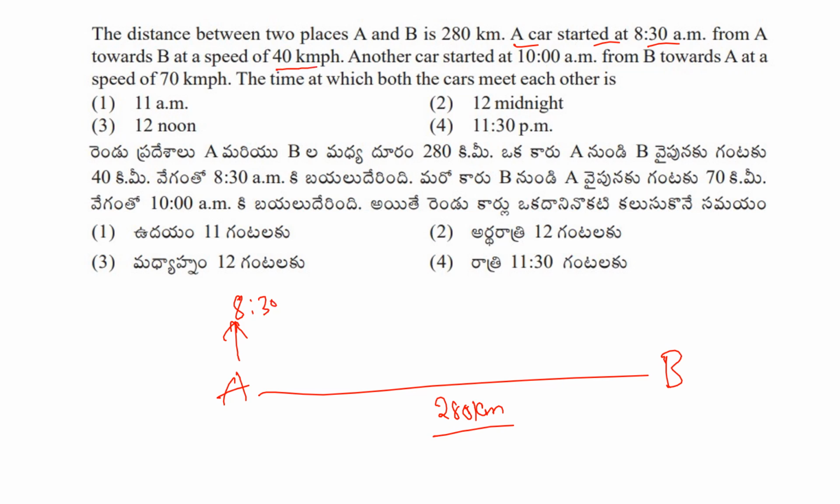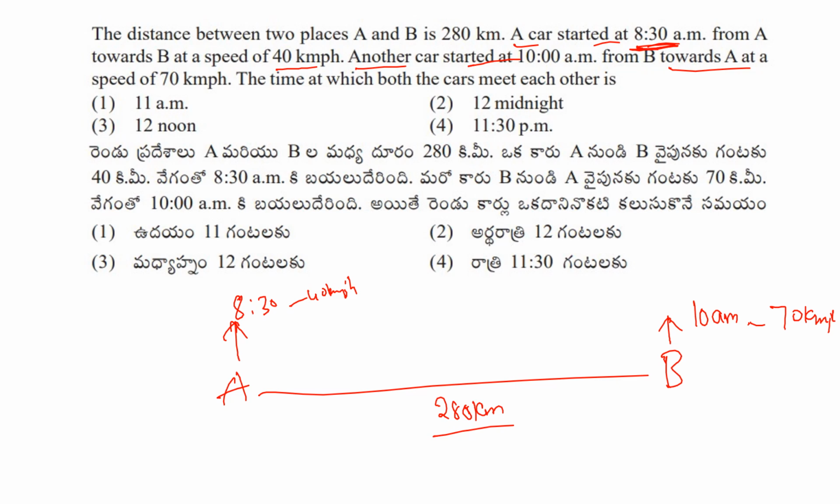The first car started at 8:30 a.m. with a speed of 40 kilometers per hour. Another car started from here, one more car started at 10 a.m. towards A at the rate of 70 kilometers per hour. So look here, A started at 8:30 a.m.